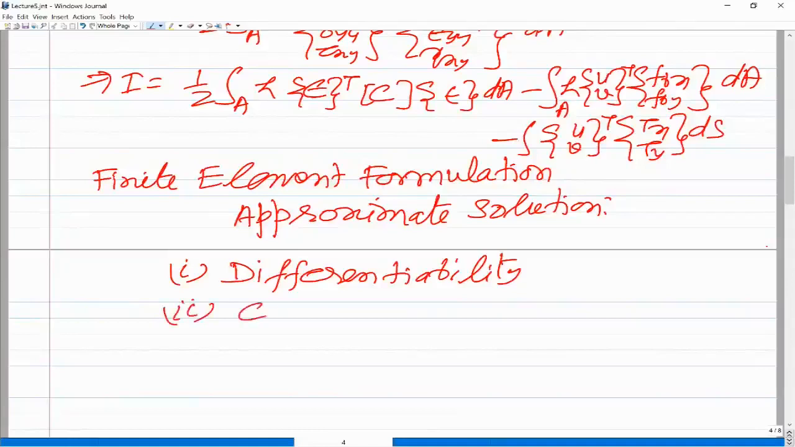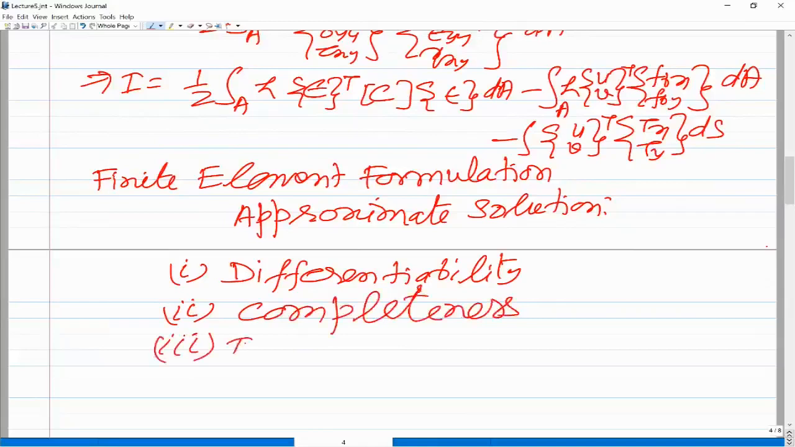Then the completeness. That means whatever is the highest power term present in the polynomial approximation of u and v, all the lower order terms, lower degree terms should be present in the function. So that is the completeness requirement. And the third is the inter-element compatibility.